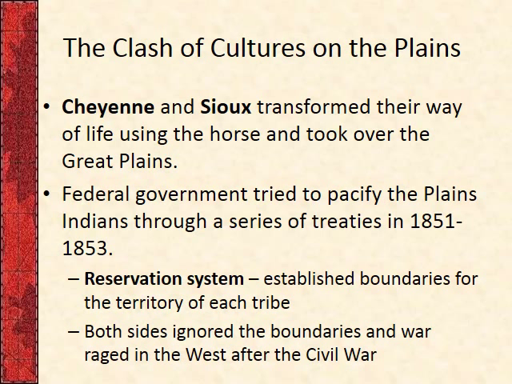And the idea was that there would be a huge territory up to the north, a huge territory in the south, and then there'd be a central corridor where whites could safely pass through to get to the west coast. Of course, both sides ignored the boundaries immediately, and then war raged on for several decades. This is the Cowboys and Indians chapter.